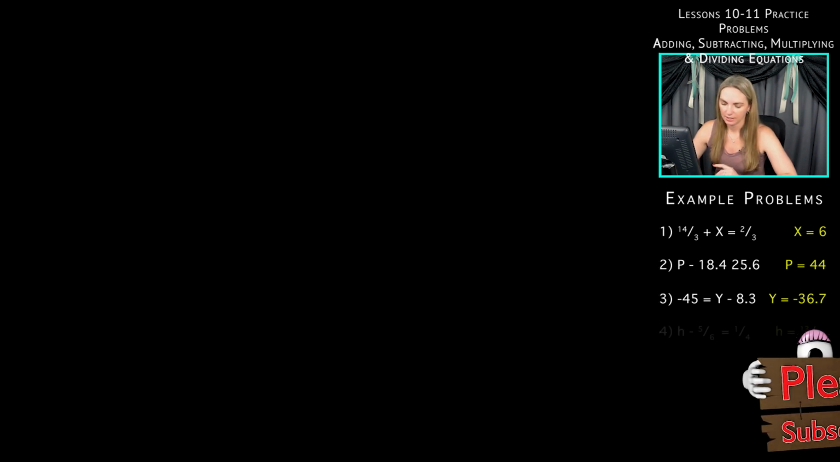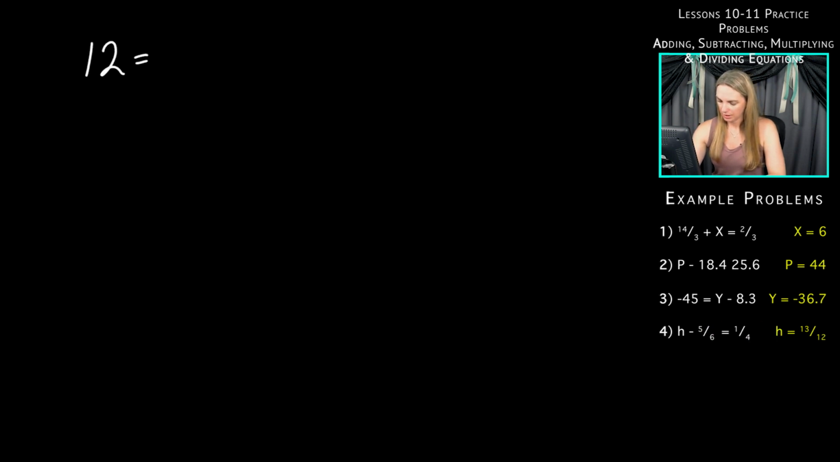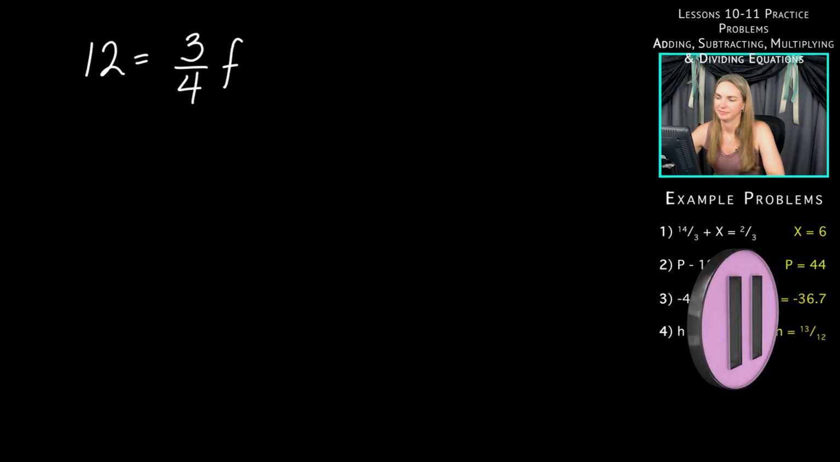Okay, let's move on to some multiplying and dividing. So these are going to also be a little bit harder than the ones we did during the lesson the other day. So if you missed that lesson, you can find the link below. And let's go ahead and get started on these multiplying and dividing practice. So first we're going to start with 12 equals 3/4 f. So I'm going to let you go ahead and pause the video and try this one on your own.